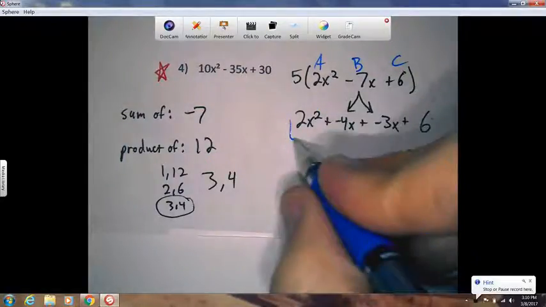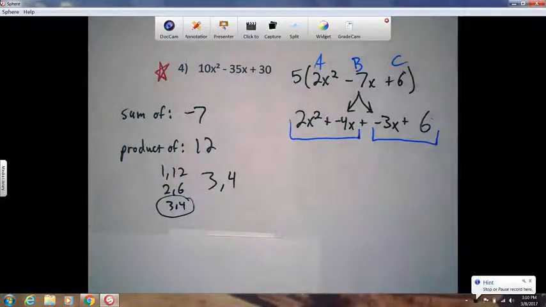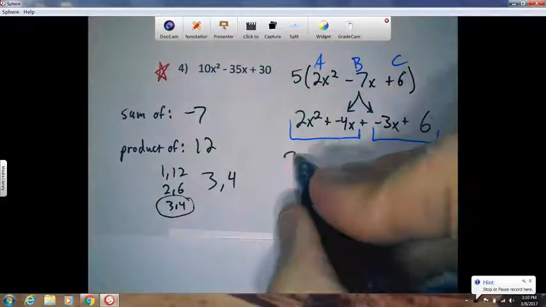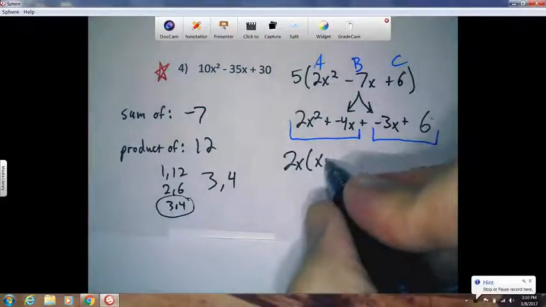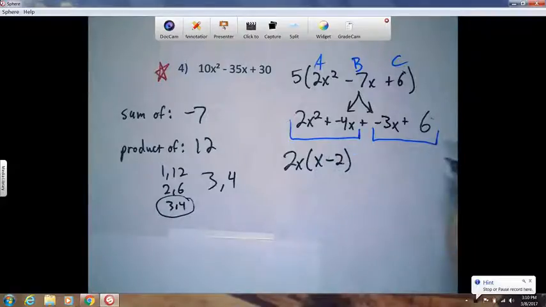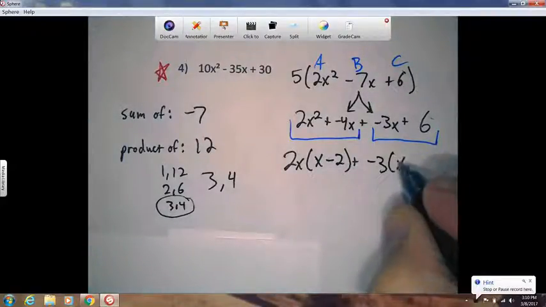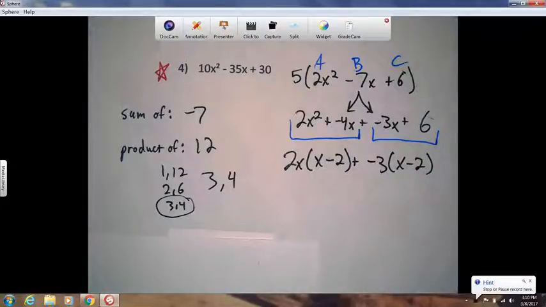So 2x, x minus 2, plus negative 3, x minus 2. Again, this is one where you might think that positive 3 is your greatest common factor, but you'll see that it doesn't work out inside the parentheses, so you have to change it. Just change it to a negative 1. Always watch for that.